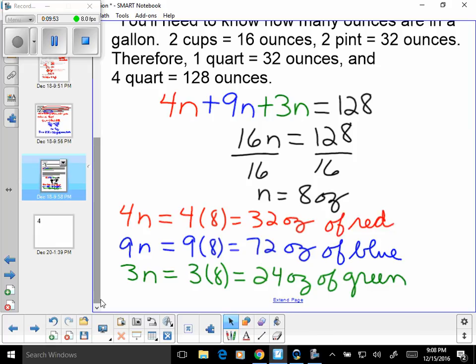And there you have it, folks. We can actually use a ratio as coefficients to help us write equations.